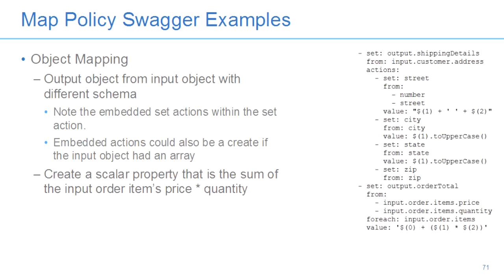The second example here is showing a set for a scalar value called order total, and this is going to be using the for each. And the for each is pulling from an item array. So what this is going to be doing is, from the price and the quantity within the order array, it's going to multiply those two together and add them to this $0 positional property. That will allow you to take the price and quantity for each individual item, add them together, and have a complete order total, which is what is going to go into the output document.